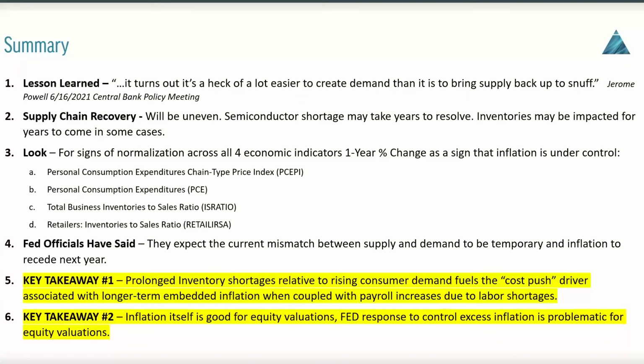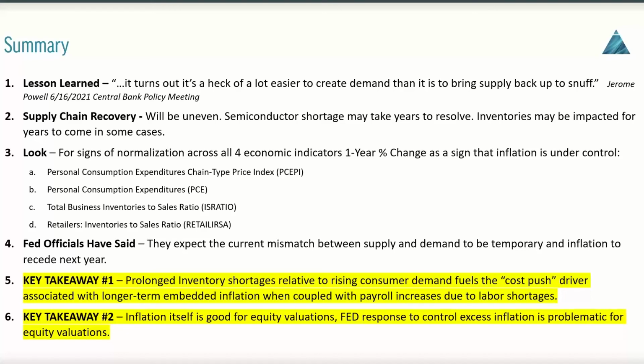Look for signs of normalization across all four of those economic indicators that we just plotted, the 1-year percent change, as a sign that inflation is under control. That's what we want to see. These are the 4 series that you plot to make sure that we do have inflation under control. And you can watch this play out. You can do it in Advisor Tools very easy. That's what we did today.